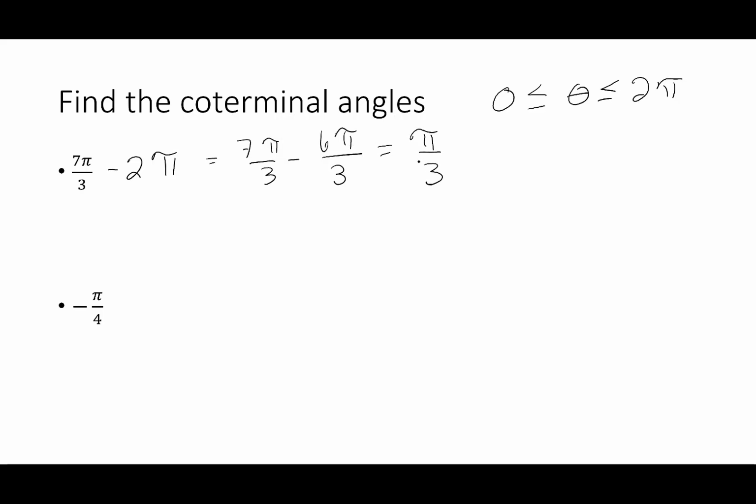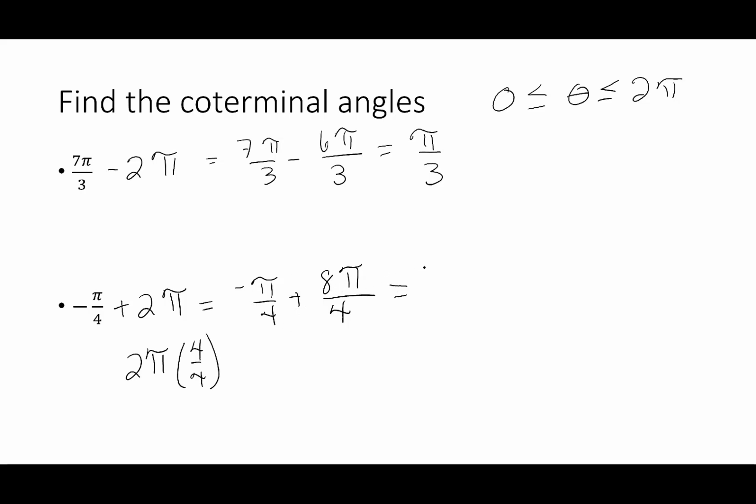The next one is negative pi over 4. Given a negative angle, I want to add 2 pi and make it positive. Just like the last one, I want to start by getting a common denominator. Our common denominator will be 4, so 2 pi turns into 8 pi over 4. If you need a quick review of what I did here, I multiplied by 4 over 4, so 2 times 4 is 8, and I have 4 on the bottom. So I have negative pi plus 8 pi, which is 7 pi over 4.